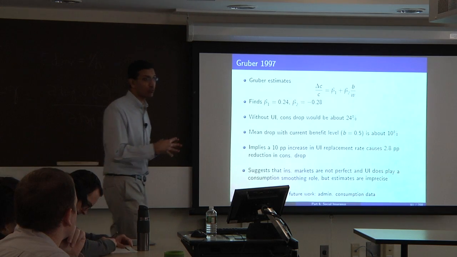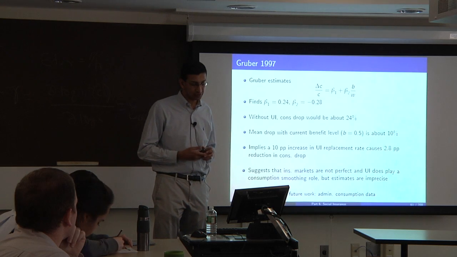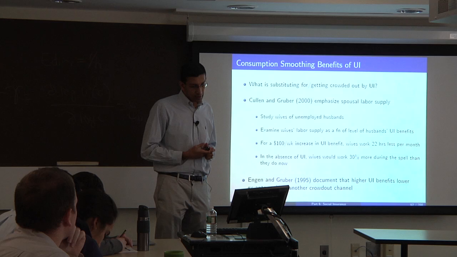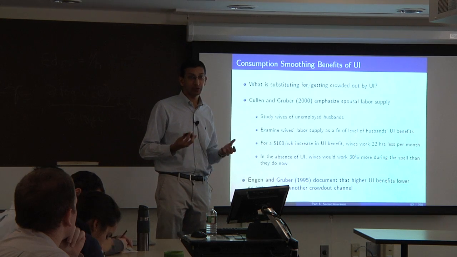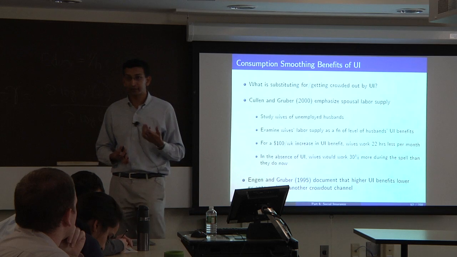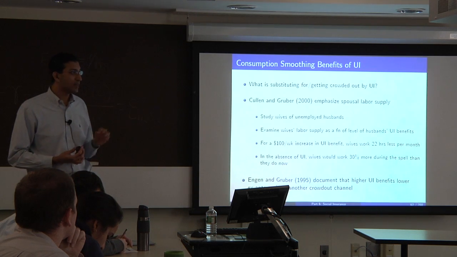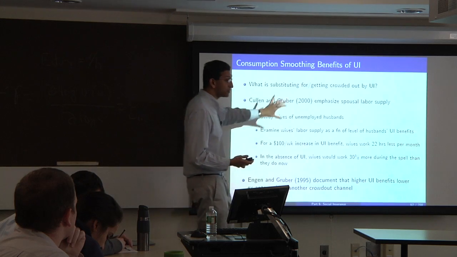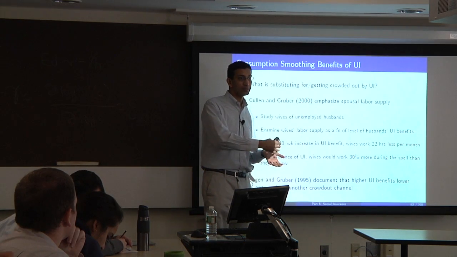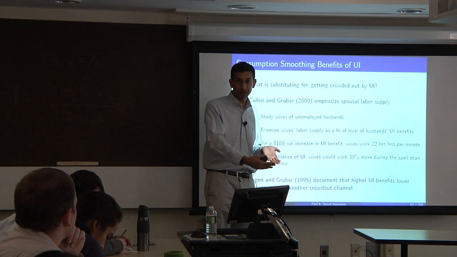So it's much less than one-for-one sort of pass-through to consumption. And so that raises the question of what is substituting for, sort of getting crowded out by, the increase in UI benefits. That's relevant because if you think about the sufficient statistic formula, the only thing that enters that formula is the change in consumption.